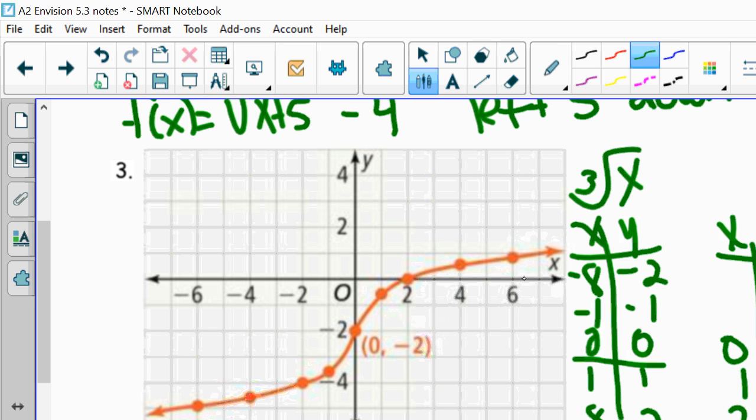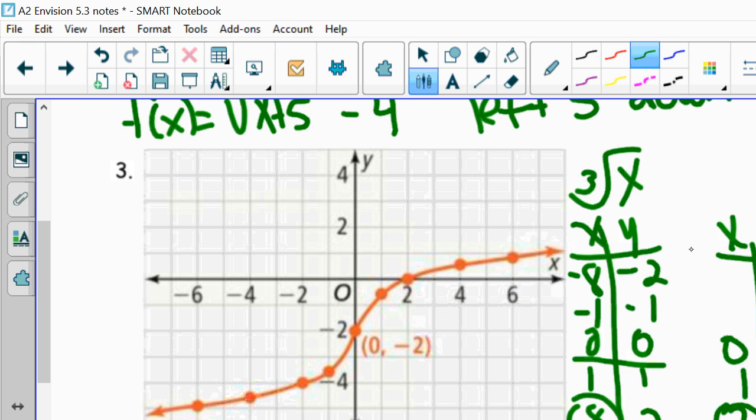So I noticed right off the bat that it went down 2. Right? The graph did not move any left or right, but notice that this 8 went to a 2. So it did not go left or right, but x changed, right? So therefore, that means there is a change underneath the radical. So this is going to be a horizontal compression, right?